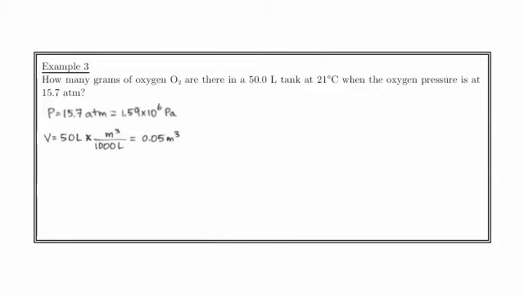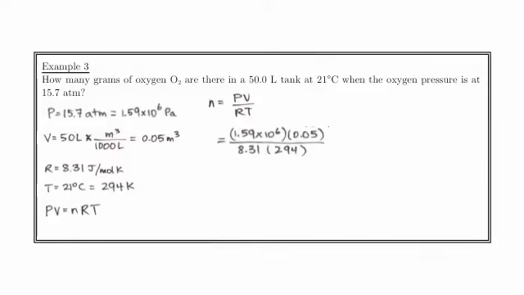Of course, liters is also not SI. We need to convert into meters cubed. And we get 50 liters is 0.05 meters cubed. Of course, R is the gas constant, and because we're using SI units, we use 8.31. The temperature has to be in Kelvin, so we'll convert our 21 degrees to 294 Kelvin, and we'll use our equation PV equals nRT. So we'll rearrange it first, and then we can sub in our values. And lo and behold, we get about 32.5 moles of oxygen.